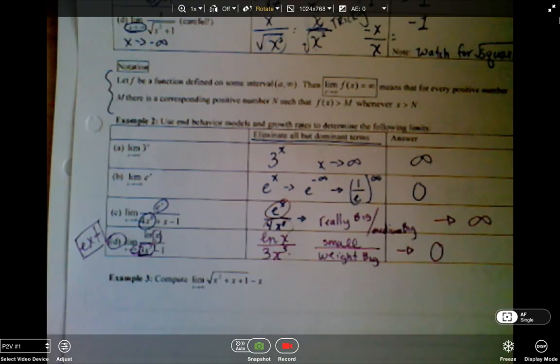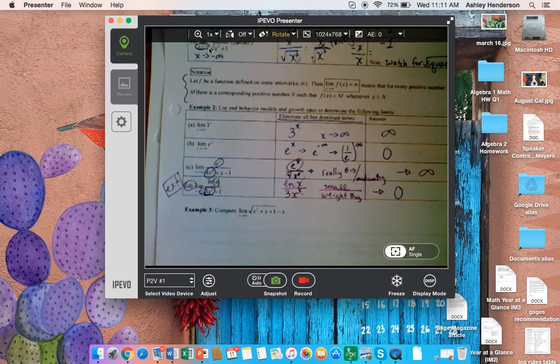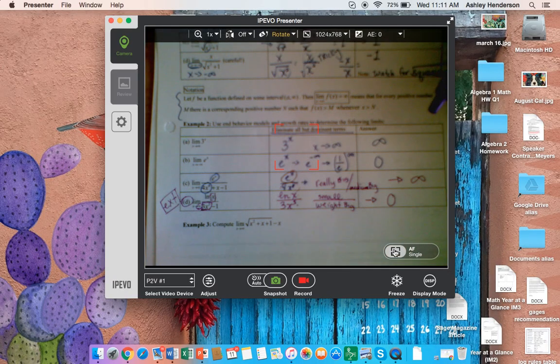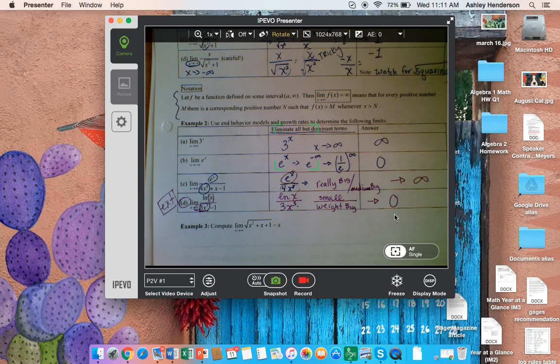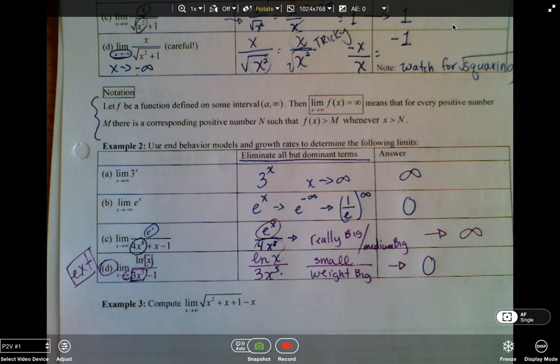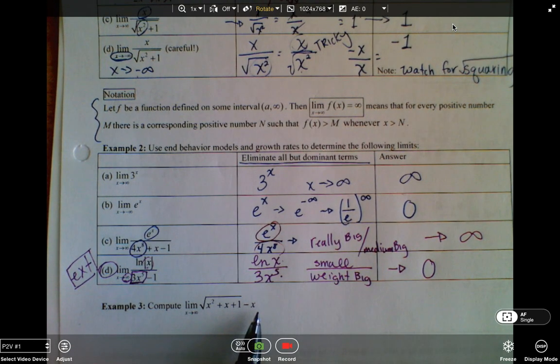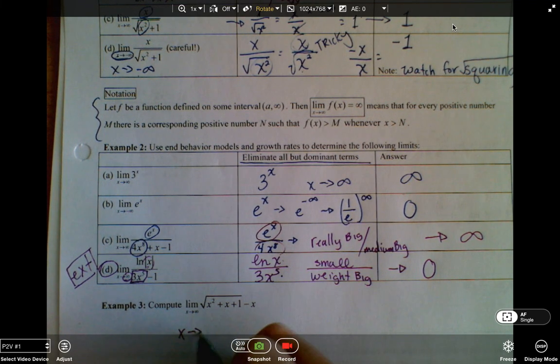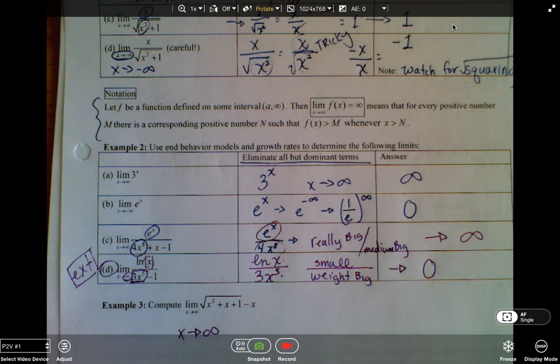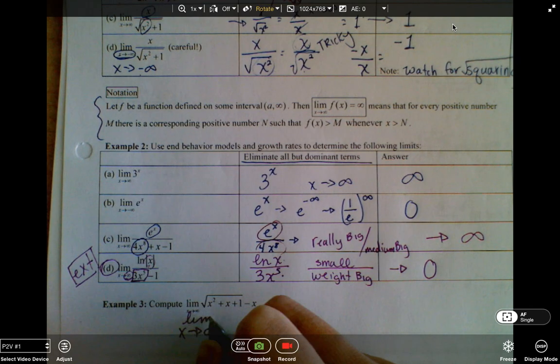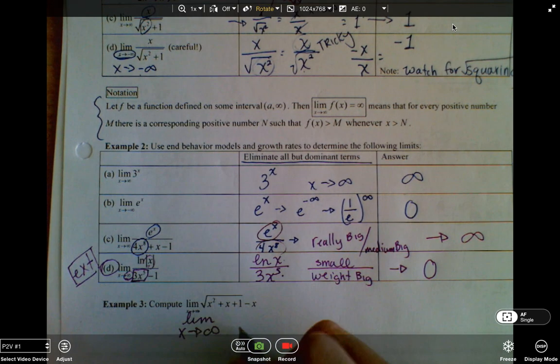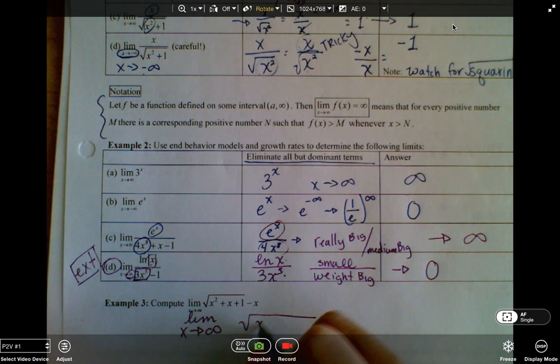All right, so we're going to compute the limit of this function, and that'll help us to have a better understanding of how this works. So as x goes to positive infinity, we are going to square root of x squared plus x plus 1 minus x.